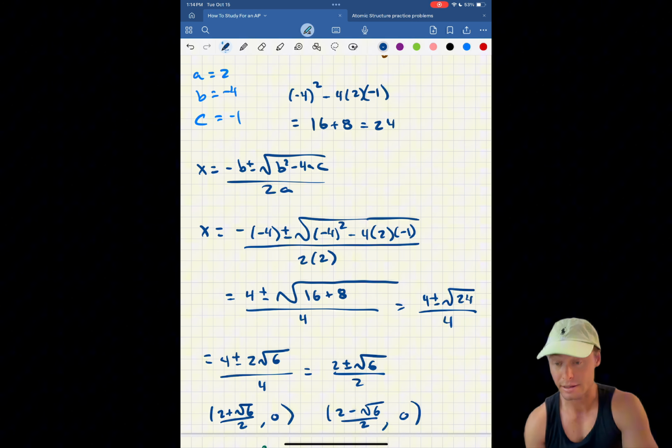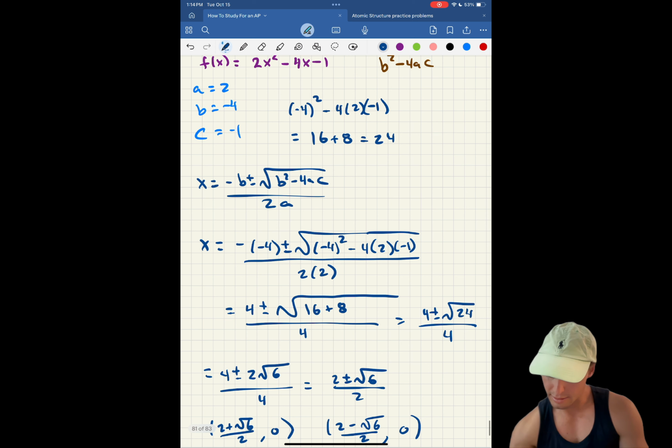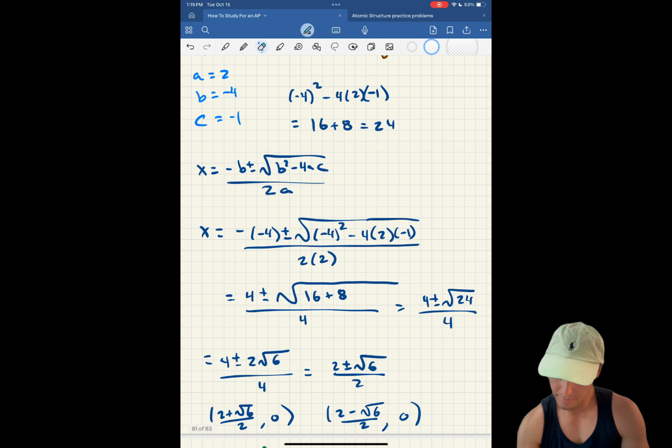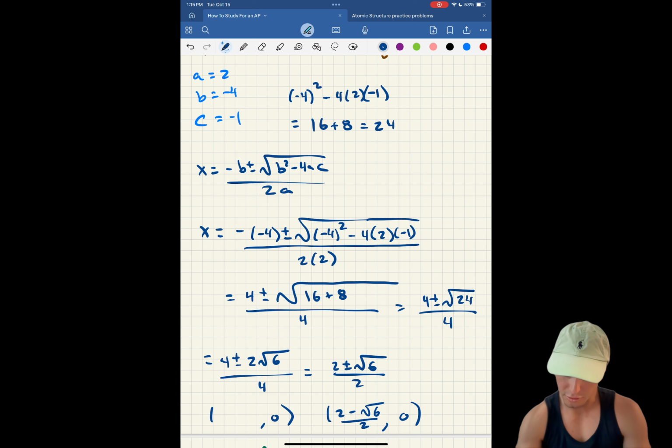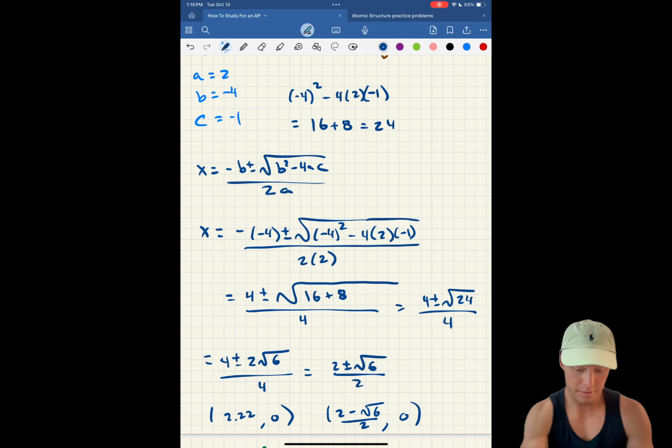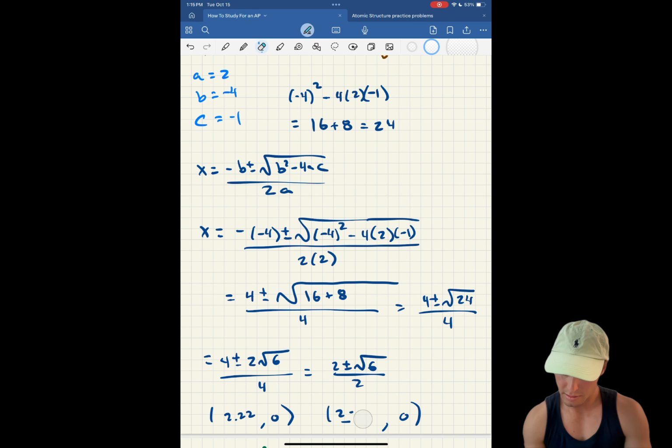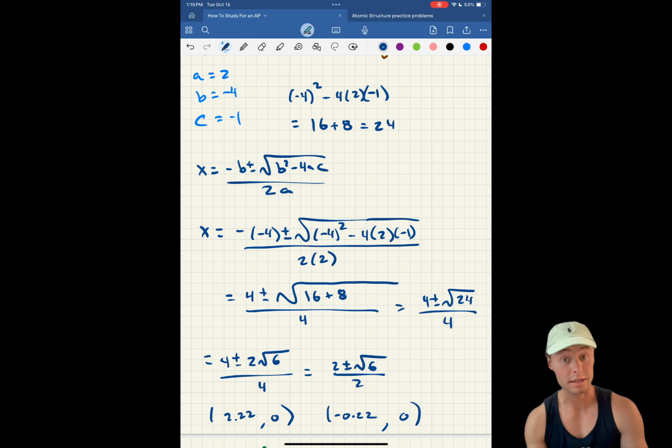And these are actually x-intercepts, right? If you were to plug this into a calculator, which we can do now just for simplicity's sake, square root of 6 plus 2 divided by 2, this one becomes a decimal answer, 2.22. And the other one, square root of 6 minus 2 divided by 2, negative 0.22. Okay, so these are actual x-intercepts.